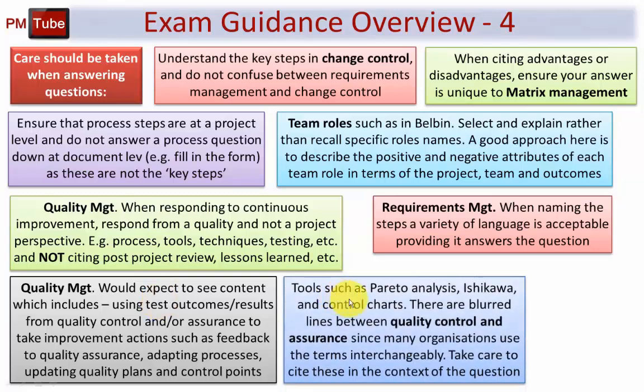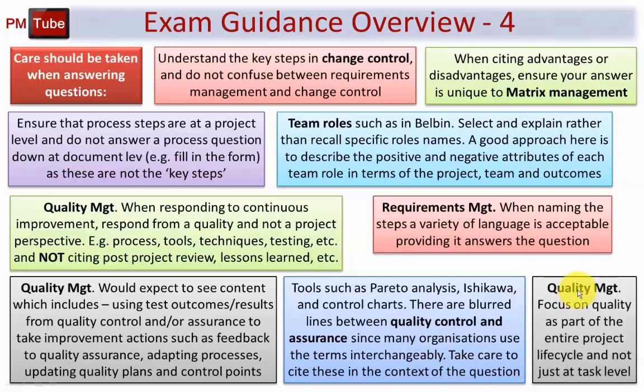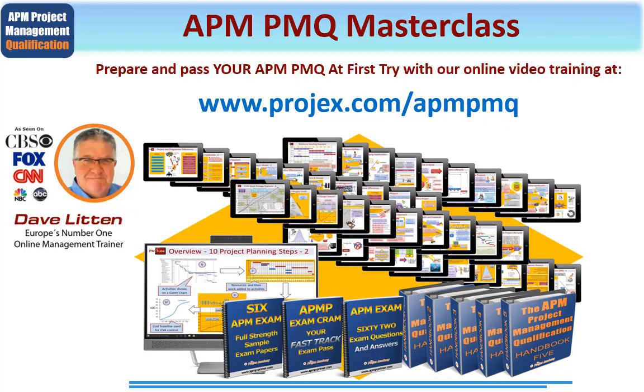When it comes to particular tools, such as Pareto analysis, Ishikawa and control charts, again within quality, there are blurred lines between quality control and quality assurance. Since, back in the real world, many organisations use the terms interchangeably. So please take care to cite these in context if that particular question comes up. Finally, again on quality management, focus on quality as part of the entire project lifecycle and not just down at task level. Again, you'll understand what that means when you cover my modules on quality management.